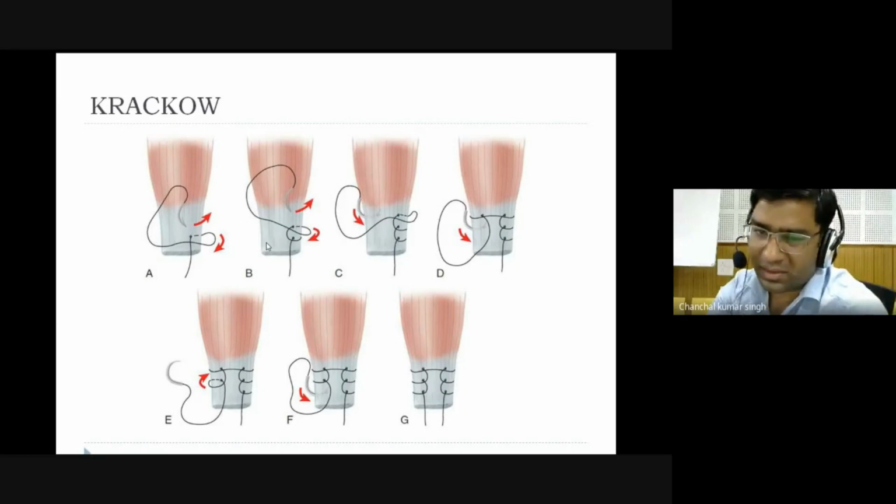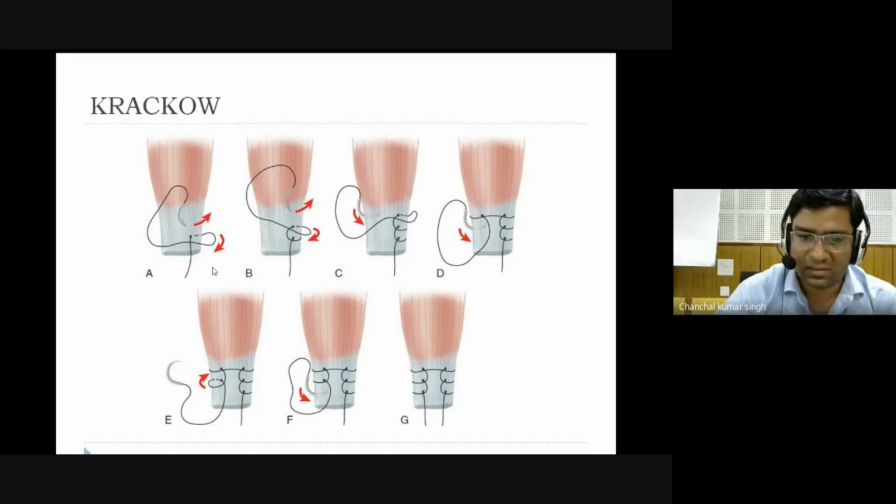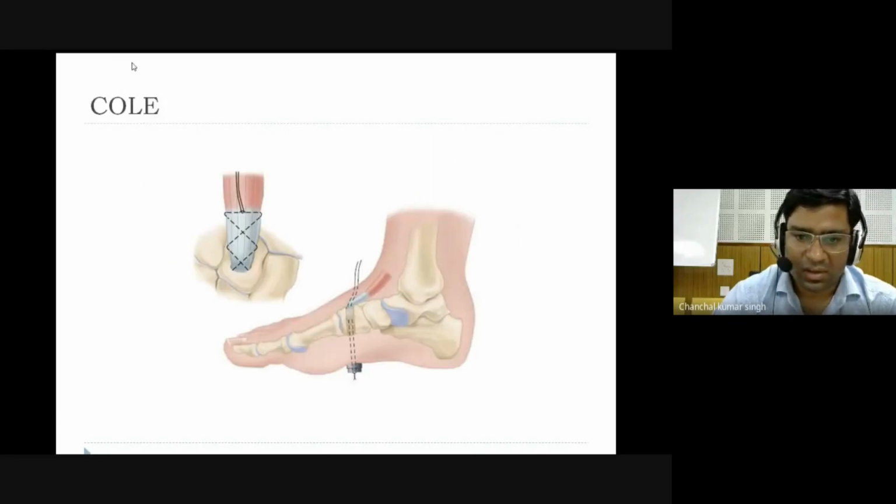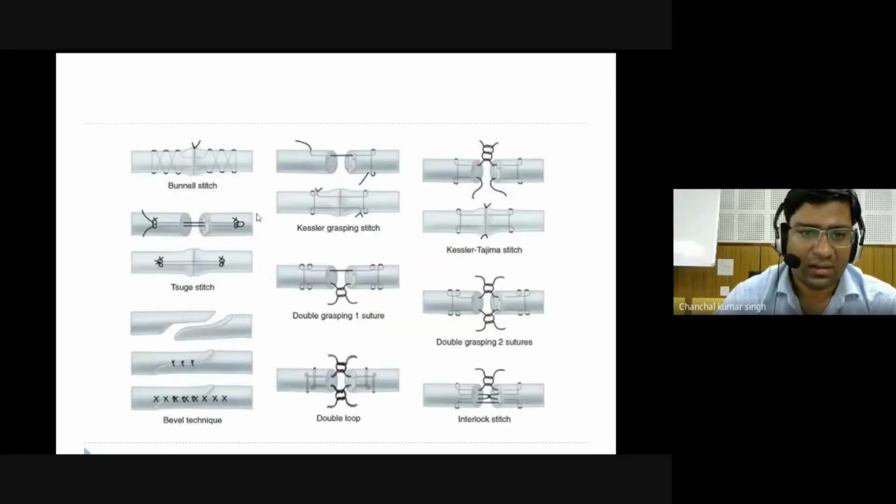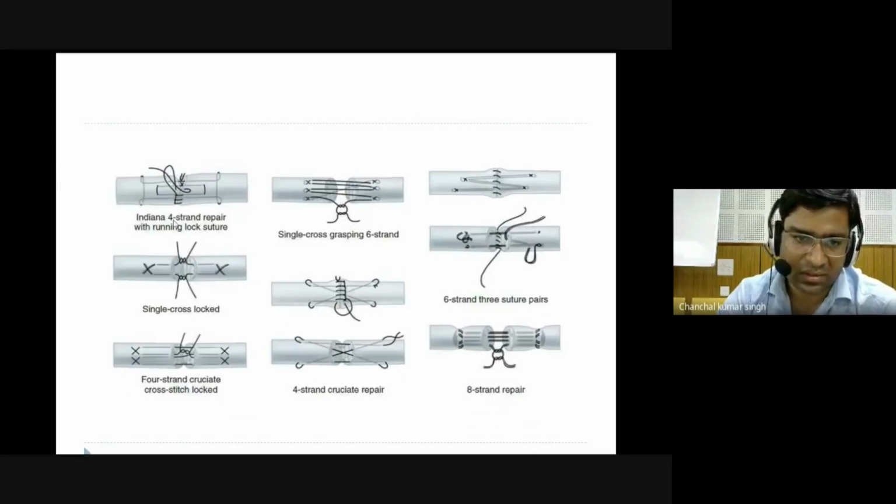So these are the various techniques. There are innumerable techniques described here. This is Krackow's technique. I have just put the pictures because this can be asked as a multiple choice question for your entrance purpose. In orthopedics, nobody is going to ask you tendon repair. This is a cold technique again, with the same principle using a suture. You have a button on the skin and a zigzag suture attaching the tendon. There are Bunnell's, Kessler's, Tajima, various techniques. You just need to know the names and the configuration of the sutures. That's why I put up pictures.